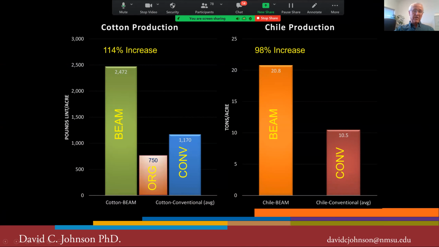When you compare those productivities to the norm in our area, we were double the productivity of the average production on cotton and also chili. Now, we look at organic, and organic cotton nationally gets about 750 pounds of lint. You can see if you can start to move towards a regenerative approach, a biology-based approach, you should be able to increase your productivity in your systems as you restore the function of the biology in these soils.